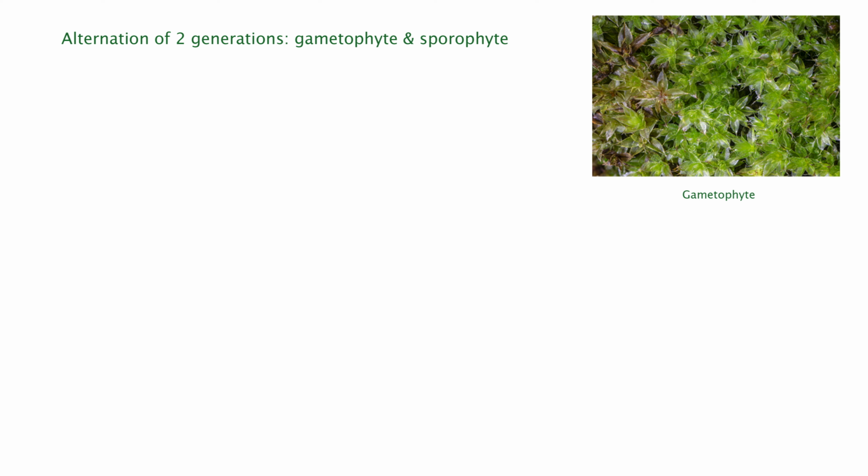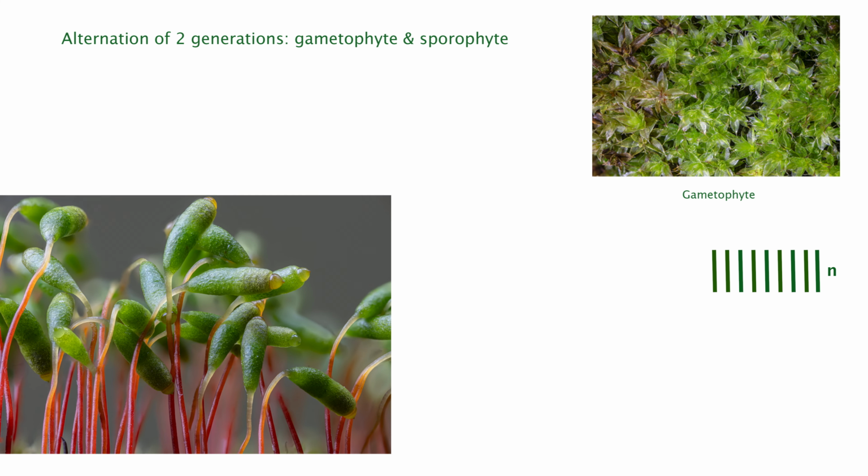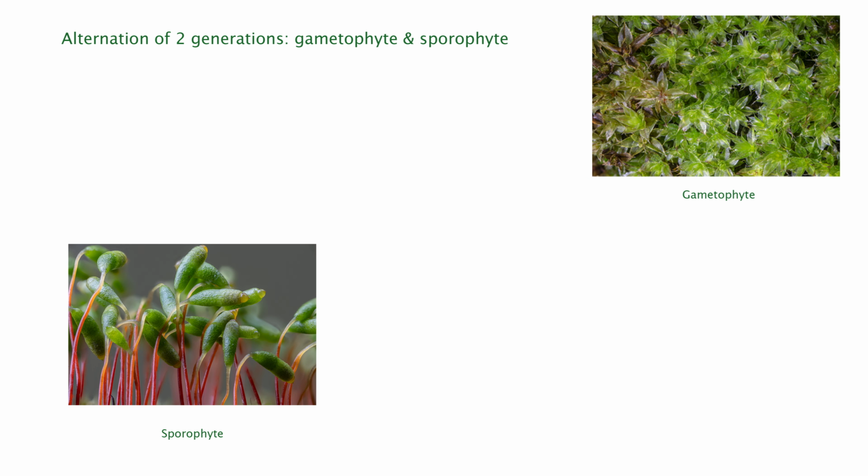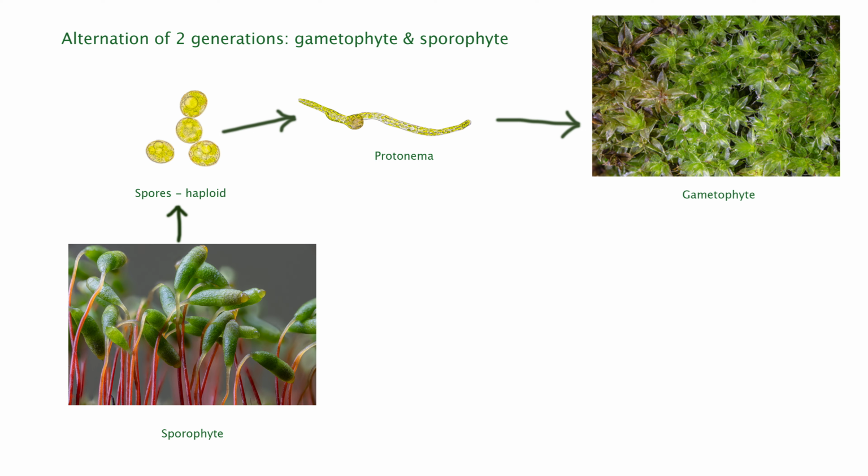Bryum pallescens gametophyte cells each carry 9 single chromosomes, the haploid or N number. Sporophyte cells each carry 9 pairs of chromosomes, the diploid or 2N number. The sporophyte produces haploid spores. Each spore germinates to a protonema. This develops into the leafy haploid gametophyte plant.